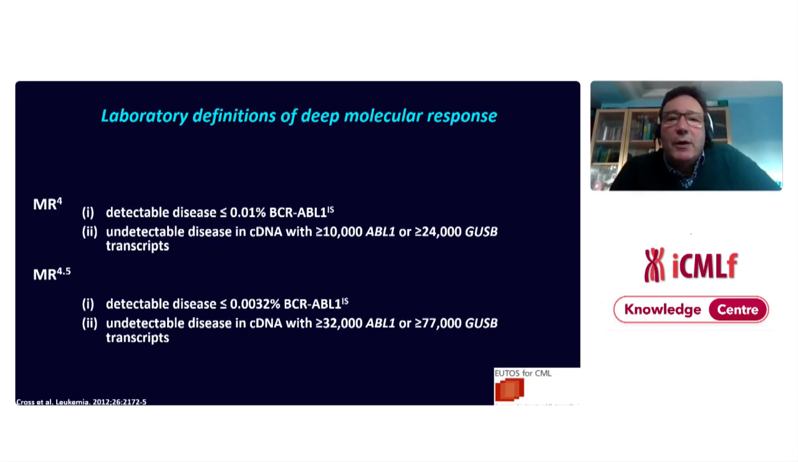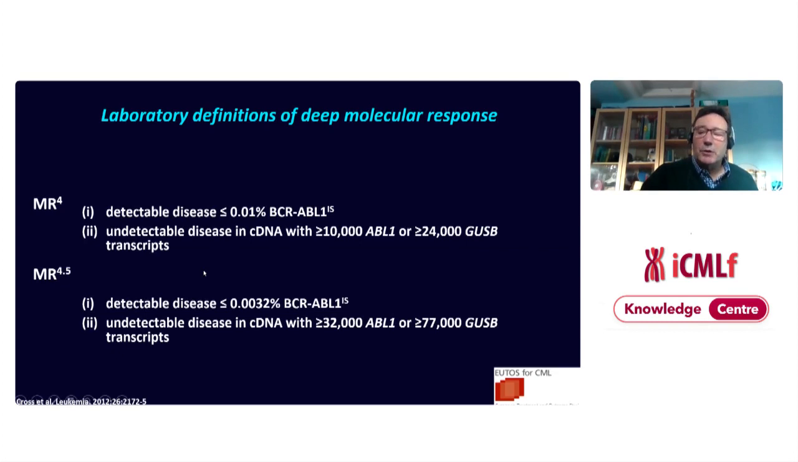So again, not time to go into these guidelines in detail. The paper is freely available, but basically we needed definitions that both considered detectable and undetectable disease. So for example, for MR4, you need to have detectable disease that's less than or equal to 0.1% on the international scale. But if BCR-ABL is undetectable, you need to have at least 10,000 ABL transcripts in that sample or 25,000 GUSB transcripts. And correspondingly, lower level of disease that's detectable for MR4.5 and higher numbers of reference gene transcripts.